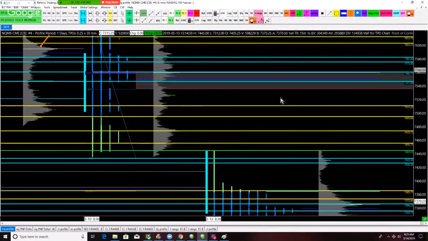And let's see how to fix this. This becomes yellow.